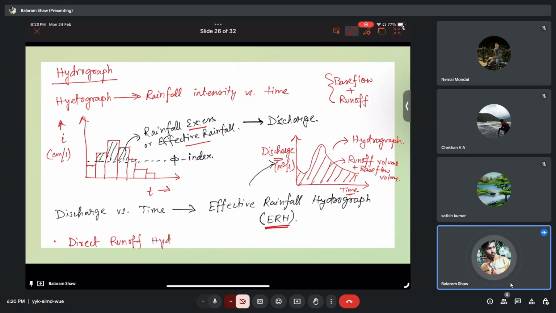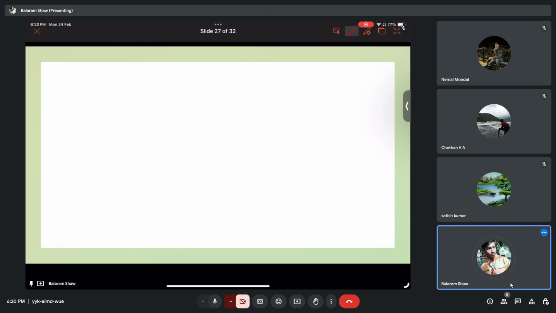Before going to the direct runoff hydrograph, we'll move to the hydrograph first. So I'll explain all these things about the hydrograph. Let's say this is the plot of a hydrograph. This is discharge in meter cube per second, and this is time, let's say in hours or days, it can be anything. And as I mentioned, it will be something like this.